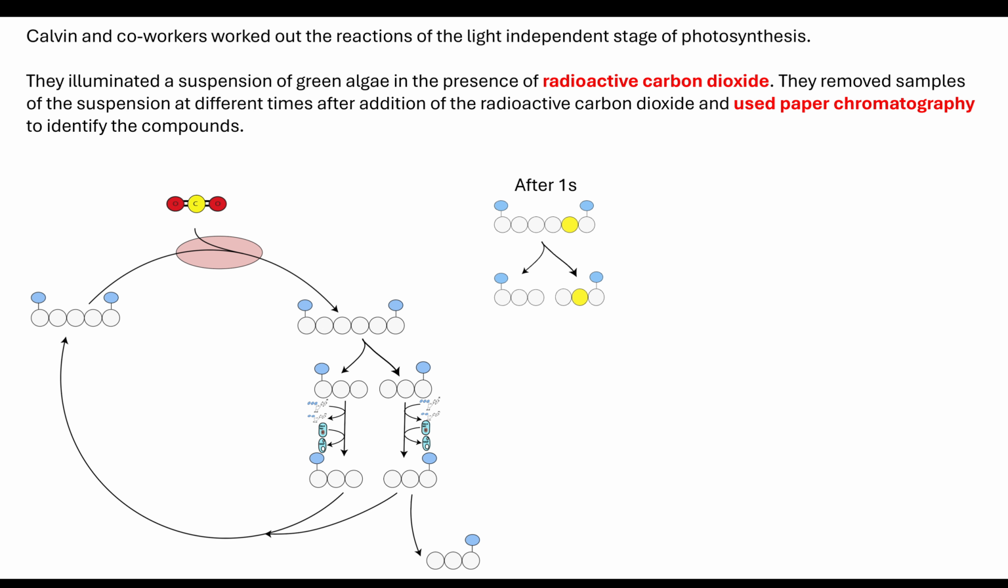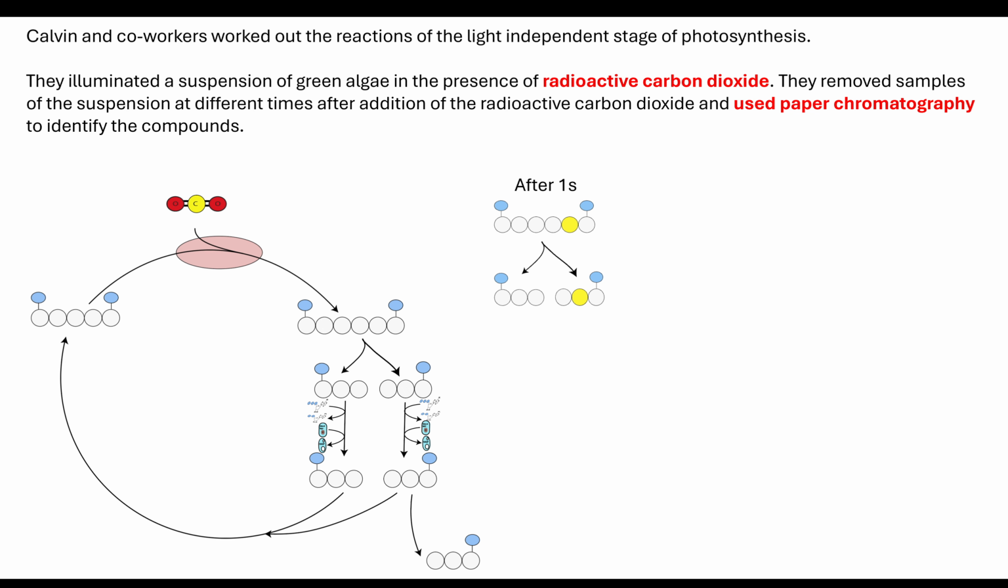they took the sample and the only place where they located that radioactive carbon dioxide was in GP. So the fact that it was only found in GP showed that the carbon dioxide had to be fixed into the GP. So the RUBP and the radioactive carbon dioxide were combined to now give us our GP.